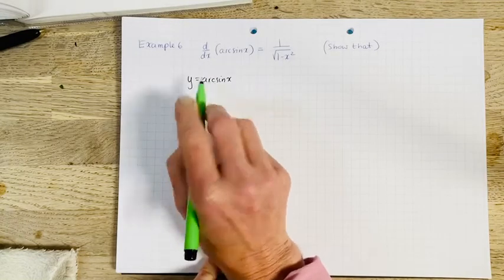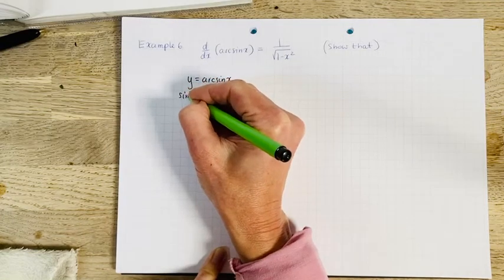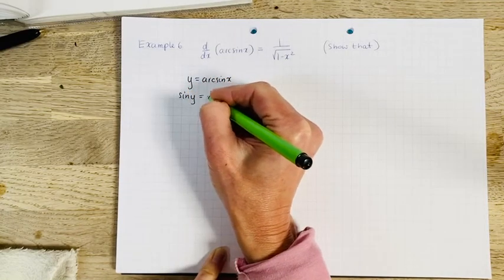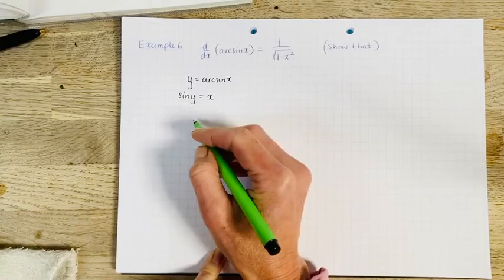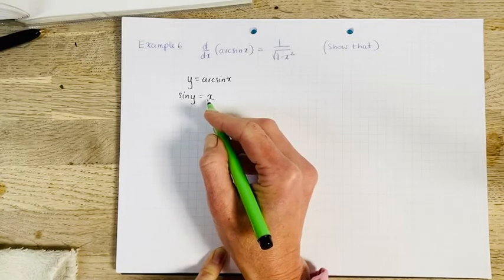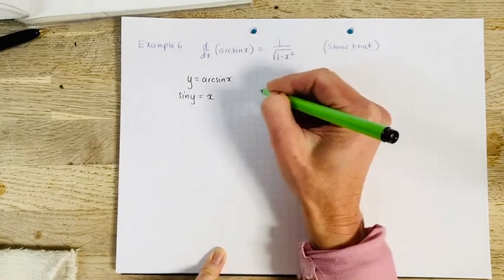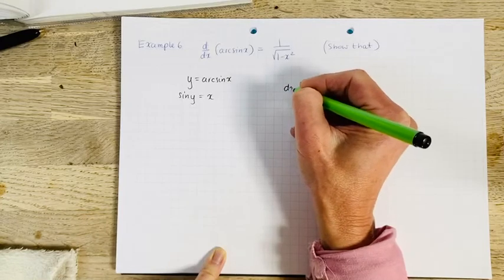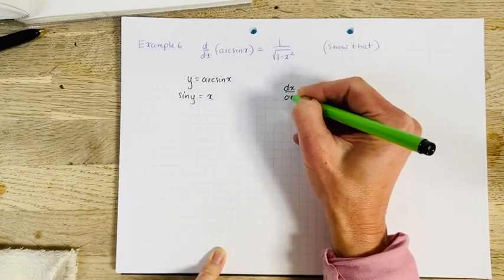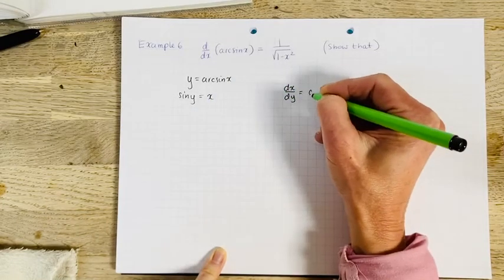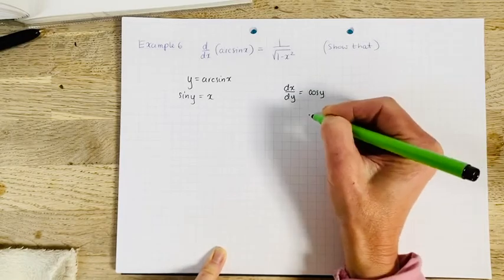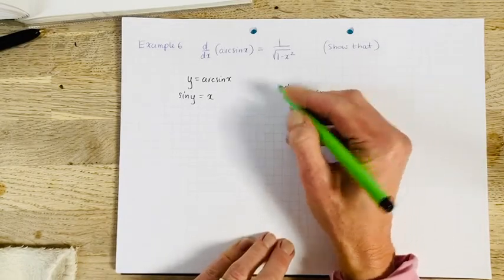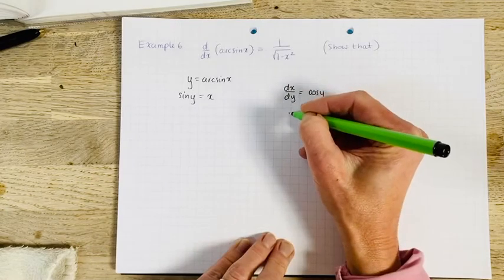So before you got to that, you had sine y is equal to x. And now you've got two ways of doing it. You can differentiate x with respect to y, and you're going to get cos y, and then we want to find dy/dx, so we're going to flip it.